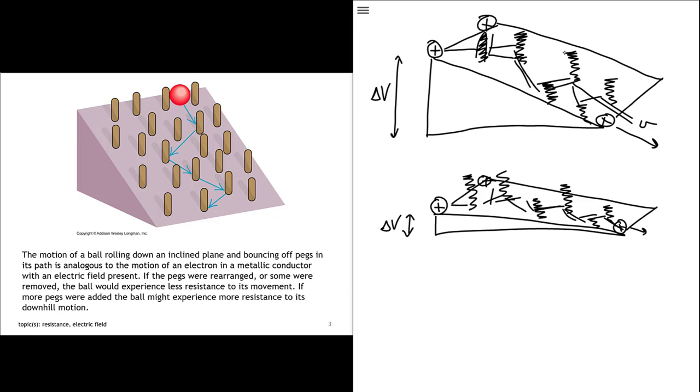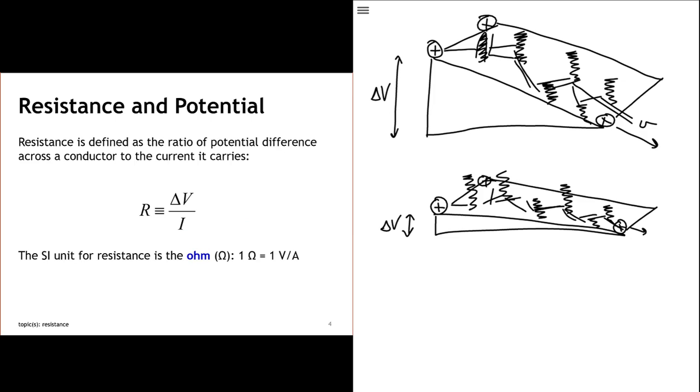With this said, let's define resistance. Resistance is defined as the ratio of potential difference across a conductor to the current that it carries. So here, for a given amount of current, if it takes a certain amount of potential difference to maintain that current, then our resistance is that ratio of potential difference to current. If we need more potential difference to carry a certain amount of current, then the resistance is higher. If we need less potential difference to carry the same amount of current, then the resistance is lower.